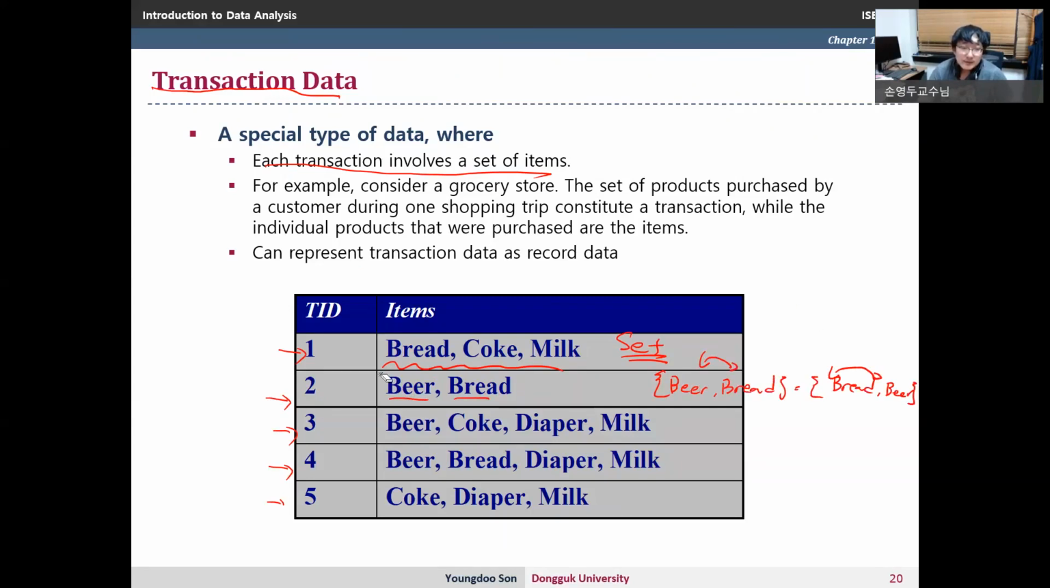And in theory, there are no limitations on the number of items. So some transactions have only one or two items. However, others can have 4, 5, or many more items in their transactions.